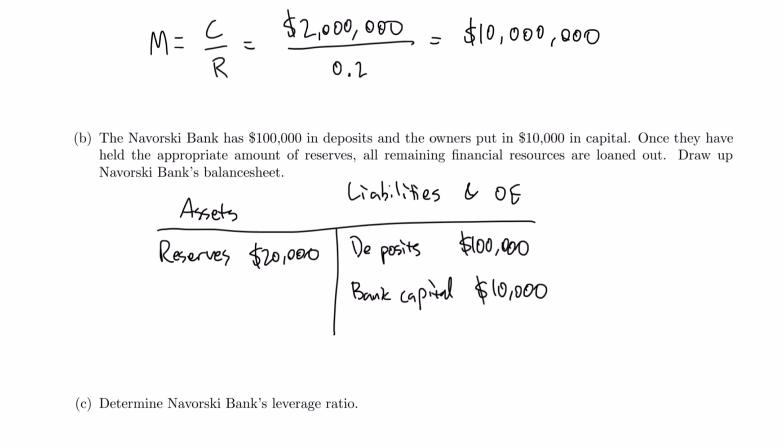This is where we need to use the fact that the two sides of the balance sheet have to be equal in total. So if we add up deposits and bank capital, we get 110,000 on the right-hand side, which means that loans will have to be the exact amount to make assets also total to 110,000. 110,000 minus the 20,000 in reserve leaves us with $90,000 for loans.